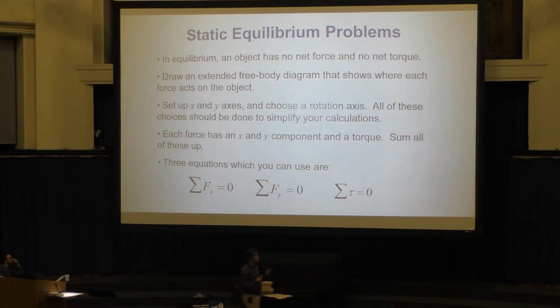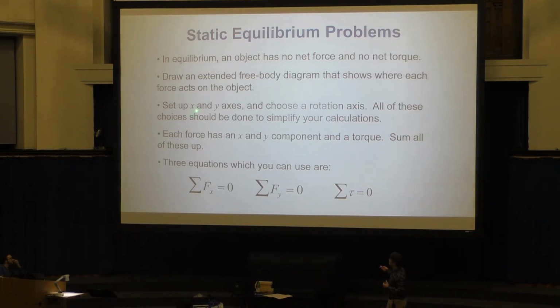So, steps. You draw an extended free body diagram. Same as the old free body diagram, except now instead of a point, you have to draw a box or a big circle. It doesn't have to be a beautiful diagram, but just something that shows where the forces act as well as what direction they're in.